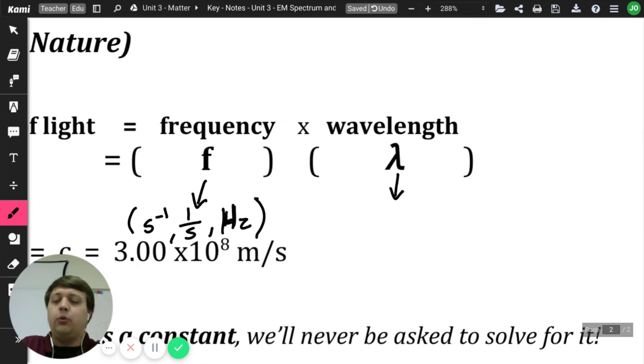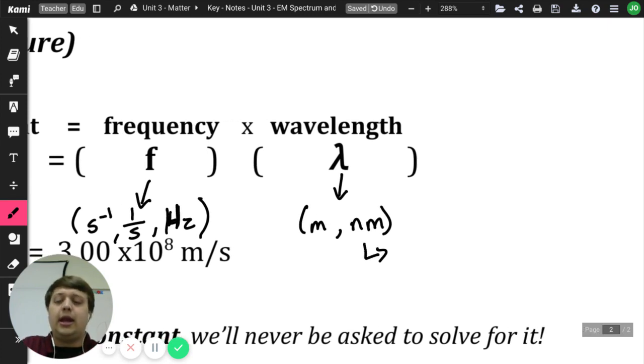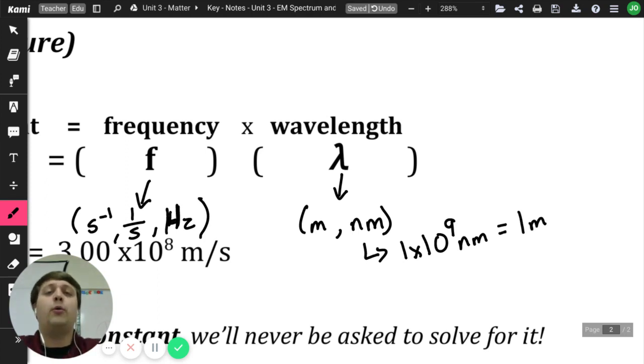Wavelength will sometimes be found in meters, and sometimes it'll be found in nanometers. To remind you, there are 1 times 10 to the 9th nanometers in 1 meter. That's just a reminder for that conversion, because nanometers is one of the few metric units that doesn't fall into the King Henry died by drinking chocolate milk thing that we talked about earlier in the year.